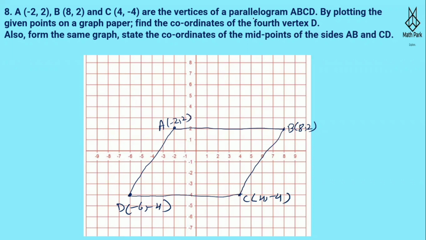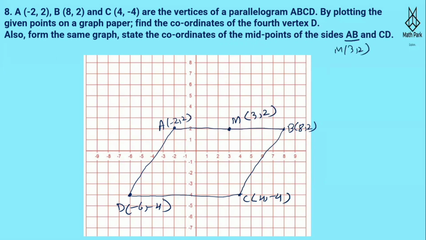Now next we are... 1, 2, 3, 4 and 5. So this is the midpoint of AB. Let us say the midpoint of AB is M, and the coordinates of the midpoint of AB are (3, 2). So 3, 2 are the coordinates of the midpoint, M, of AB.